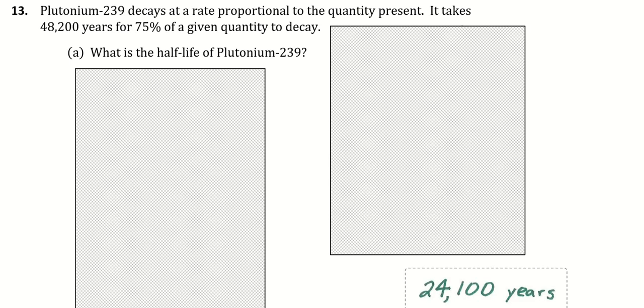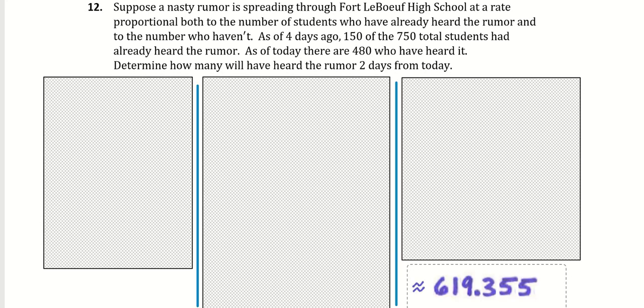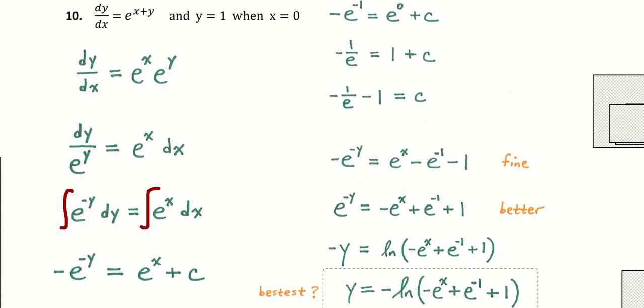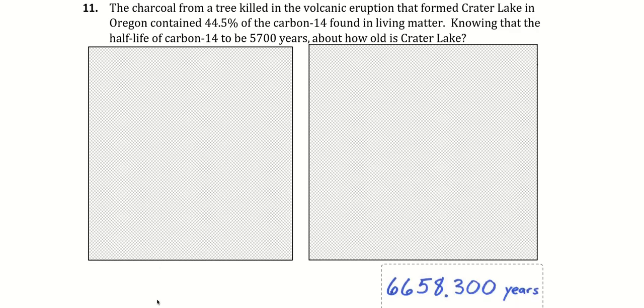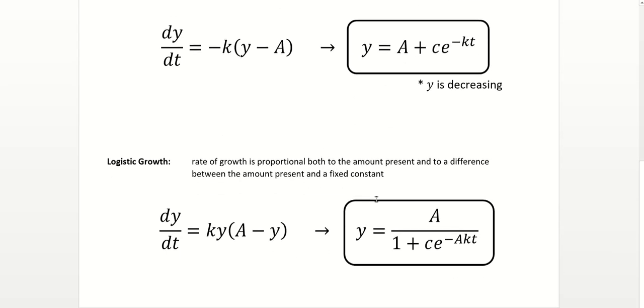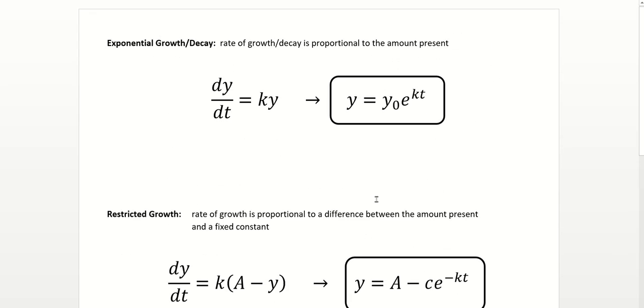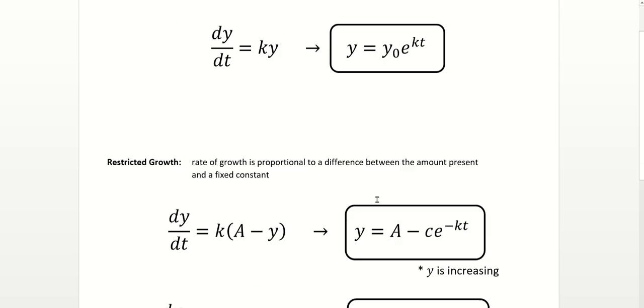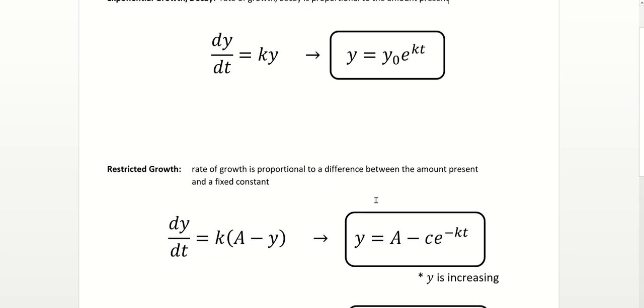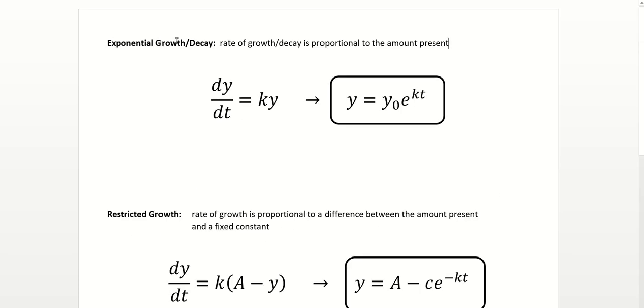Then we get into exponential growth and decay and restricted growth and logistic growth. Maybe this is where I'll mention and remind you that you're going to get a formula sheet on the test. Here's what it's going to look like, at least in the year 2025. So it'll kind of tell you this stuff, like that's included.